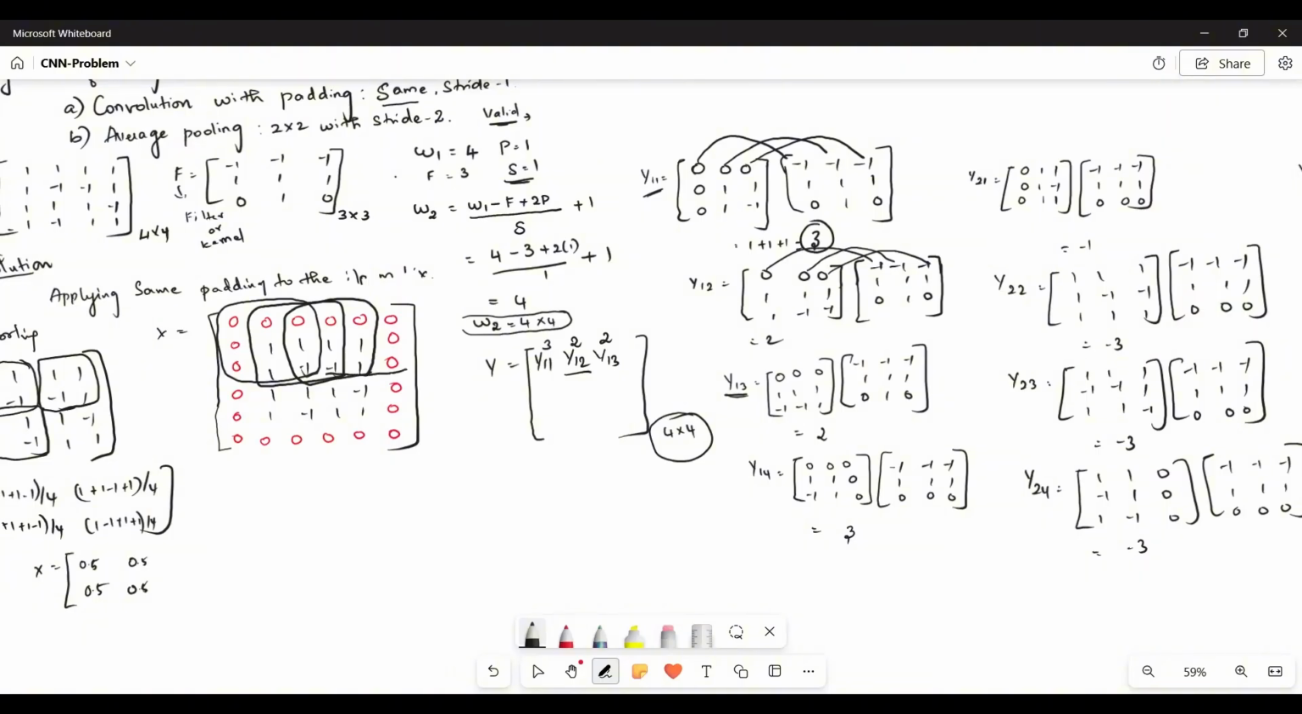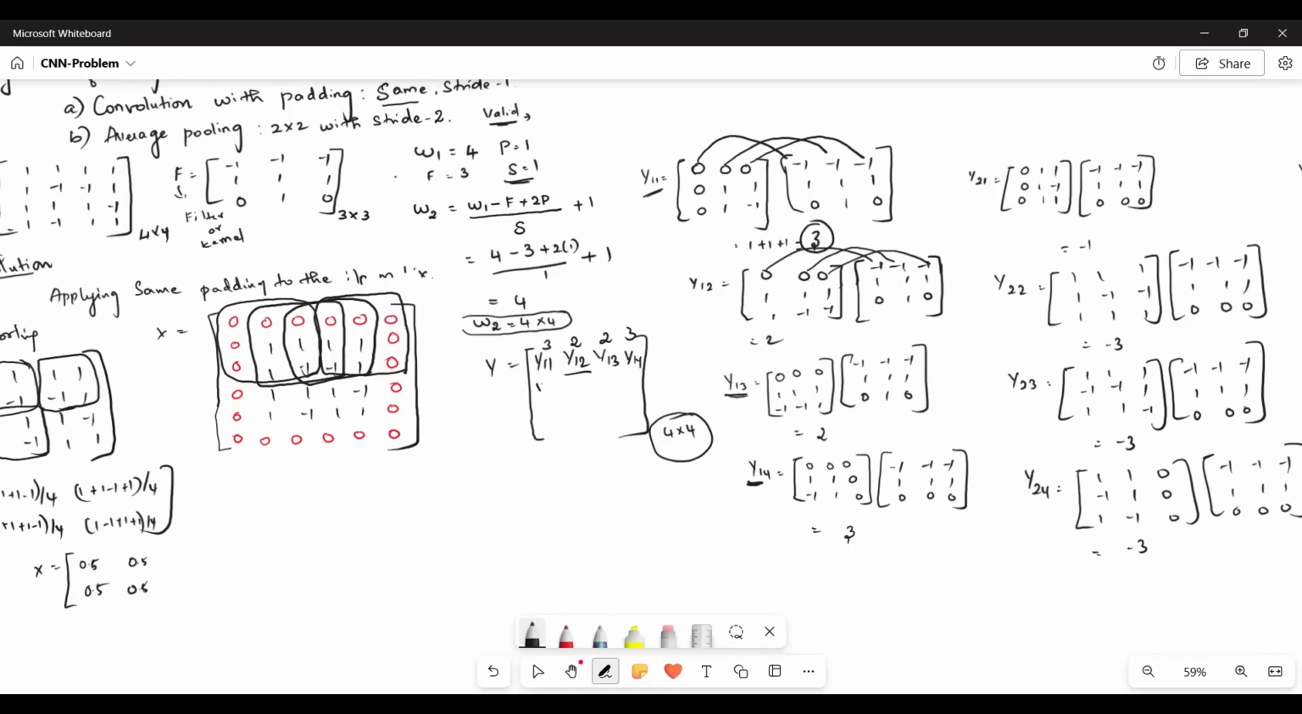And again, we are going to shift this towards the right side, that is in the horizontal direction. Now, this is the input matrix. This filter is applied on this input matrix to get y14. So the value for y14 is 3. So we have finished the horizontal direction for the first row in the output matrix.